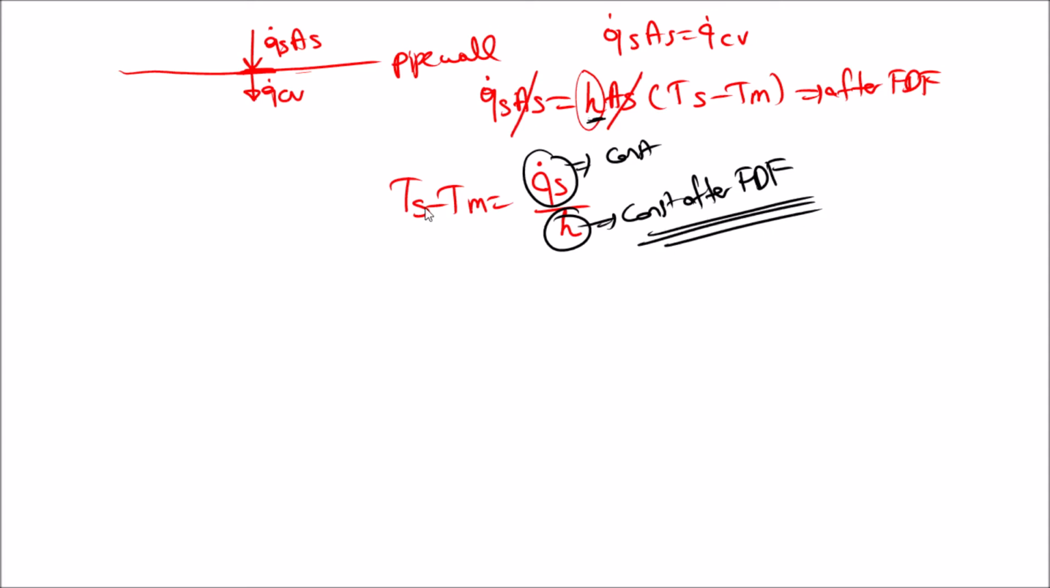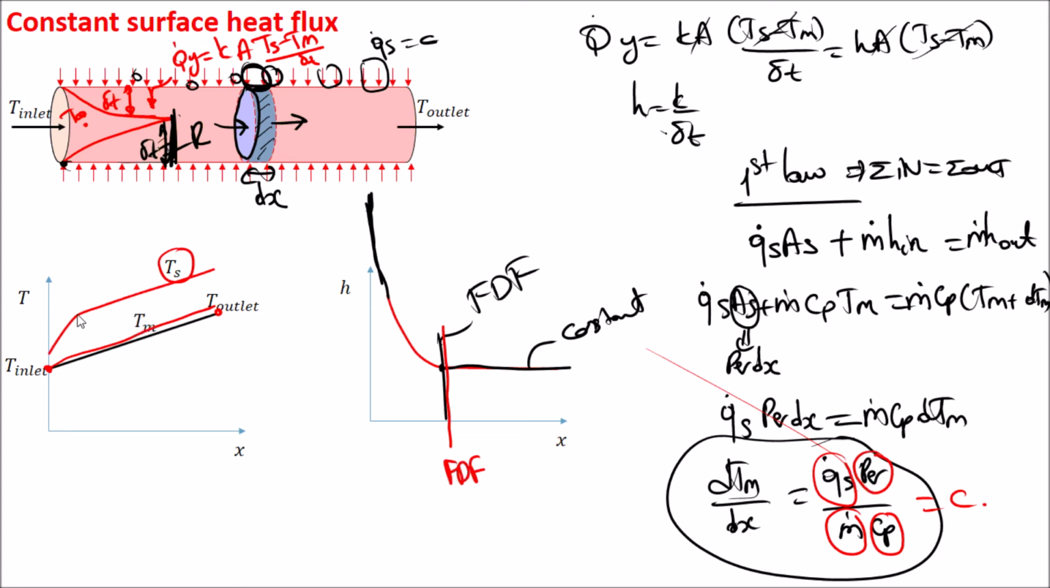Therefore the difference between this one and that one is some constant quantity. If it is TM, then something with a constant change should be TS, with a difference of q dot S by h that doesn't change. So after FDF, both of them are linear.